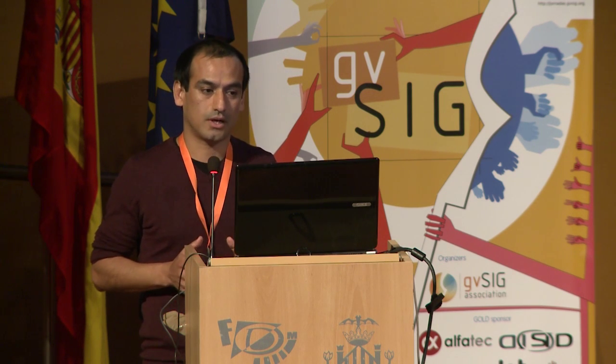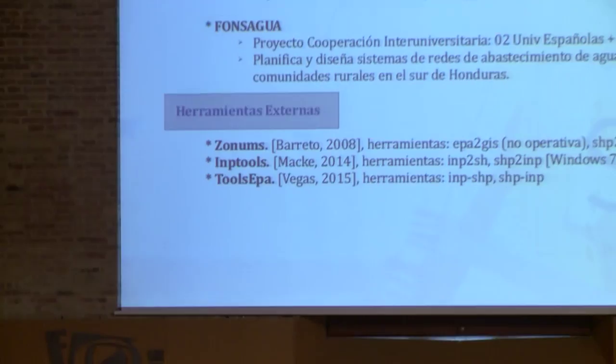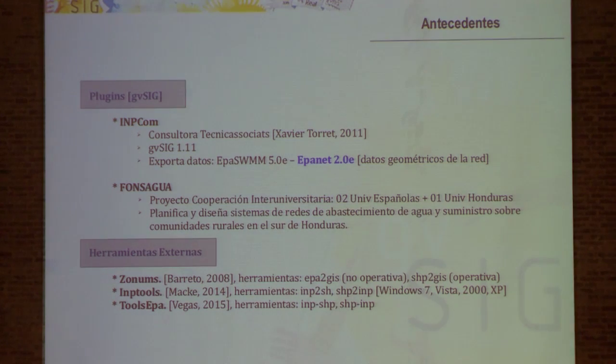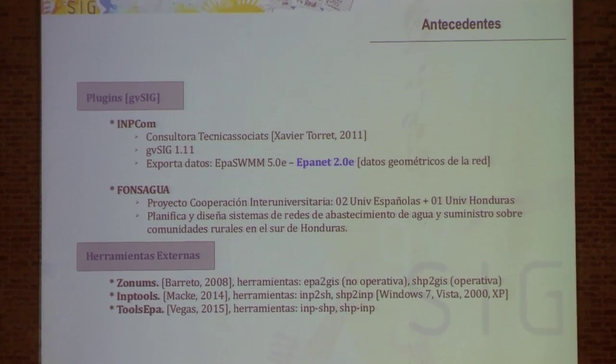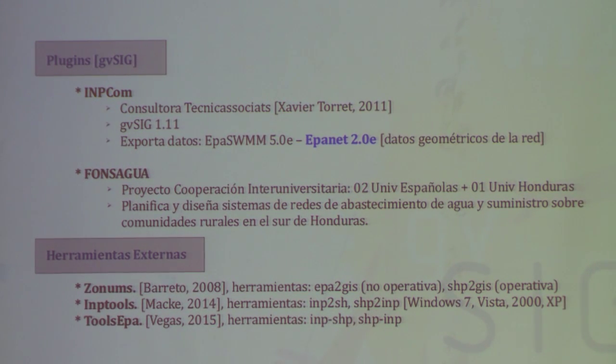I've divided it into 2 parts. The first of these looks at plugins which have been used from gvSIG, and the others are external tools, within the plugins we've developed so far. We've got INEP-COM and v2.1, which use a gvSIG environment. The first of them, INEP-COM, was developed by a consulting company, and it was used for version 1.11 of gvSIG. At present, this extension cannot be used in the most up-to-date versions, such as 2.2 or 2.1.